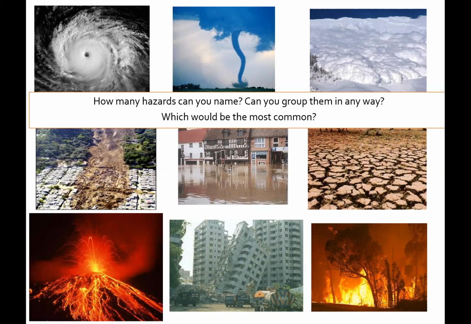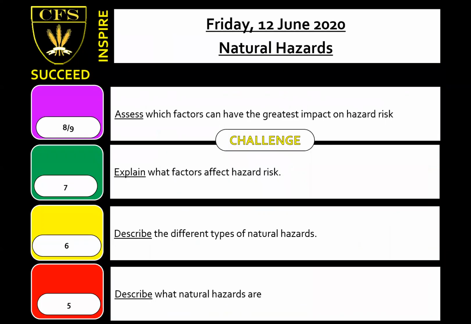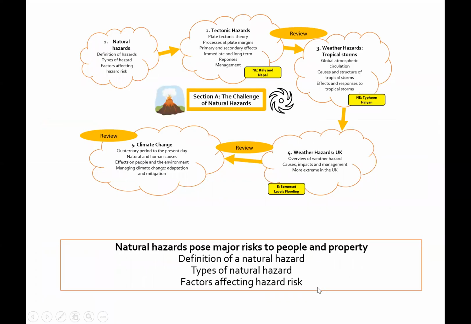So what we're going to look at during this lesson is we're going to start our new topic, which is all about natural hazards. So we'll look at what hazards are. We're going to then describe the different types and group them in different ways, explain what factors make hazards more risky, and then make some judgments to assess which factor we think has the greatest risk on hazard risk. So this is our new topic, the challenge of natural hazards.